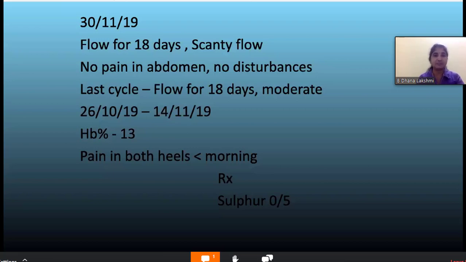And HP percentage was 13. There was little pain in the heel. She had plantar fasciitis as well, and that was reducing. All of the symptoms were reduced except the pain in the heels, which she was complaining about. So at that point, she had only the pain in the heels, aggravated in the morning on waking up.